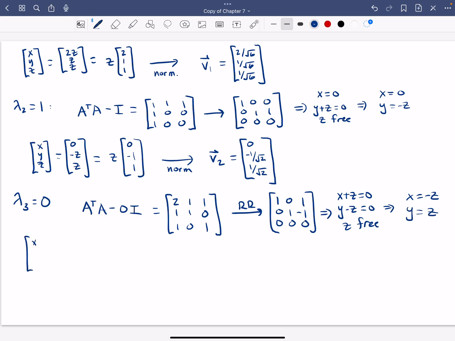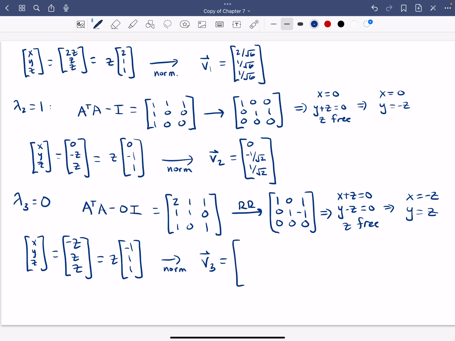So my vector x, y, z just becomes minus z, z, and z. After pulling the z out, I get that. And if I normalize like I did before, I get my v3 is equal to, so the norm of this is rad 3, so this will be negative 1 over rad 3, 1 over rad 3, and 1 over rad 3. Okay, so those are my 3 v vectors.